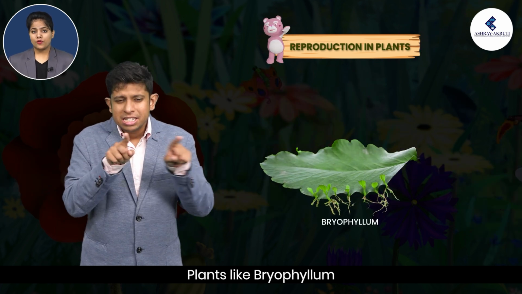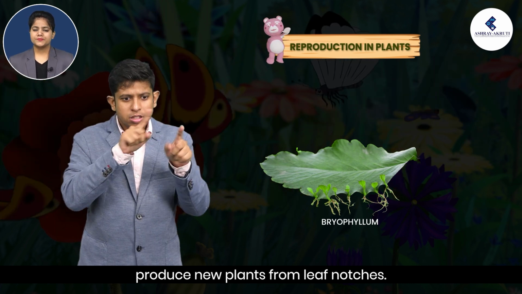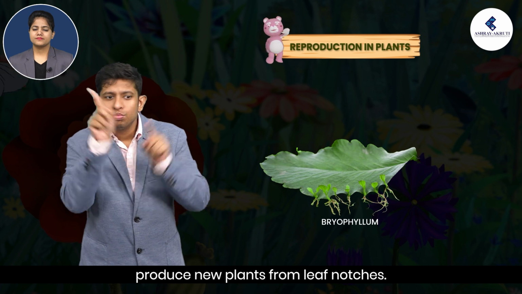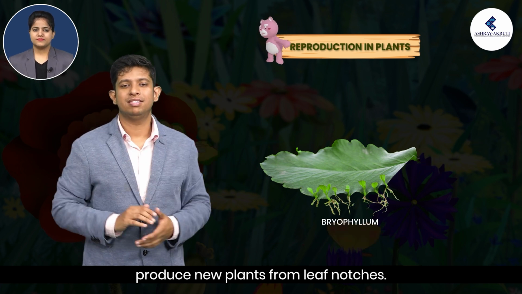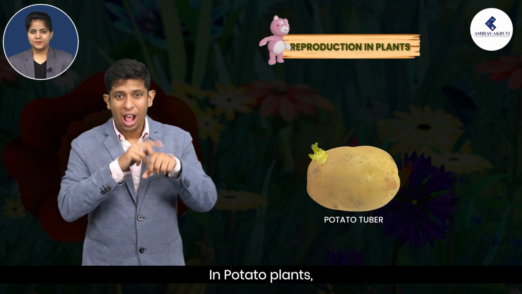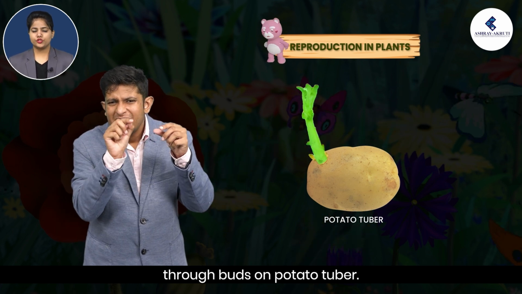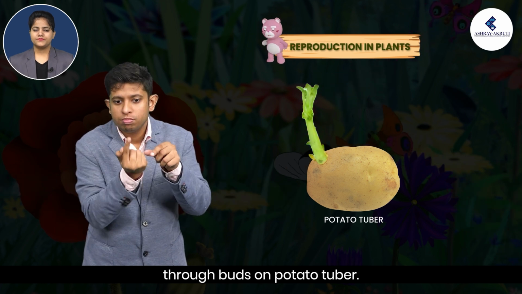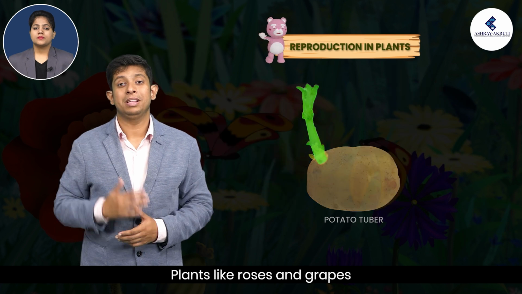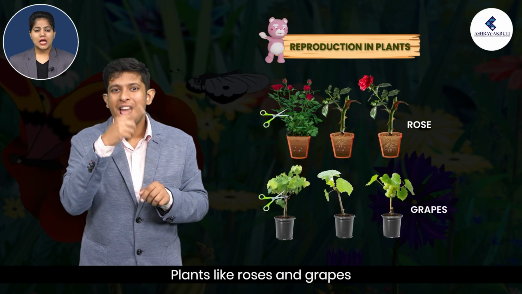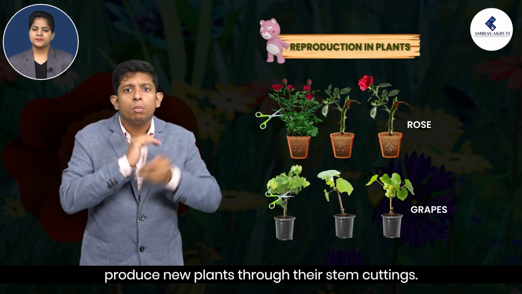Plants like bryophyllum produce new plants from leaf notches. In potato plants, new plants are produced through buds on the potato tuber. Plants like roses and grapes produce new plants through their stem cuttings.